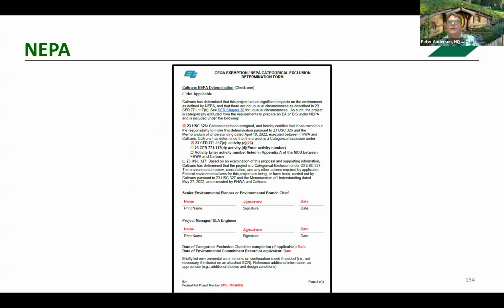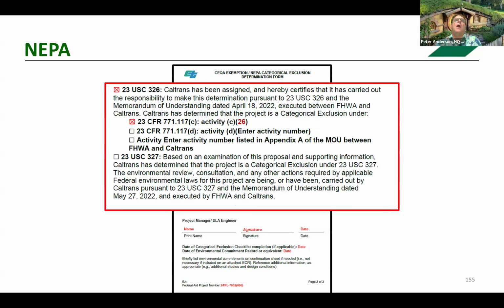Continuing on. So the determination form has a basis of where it is in the U.S. Code of Regulations. And Code 26 is from the CFRs, which happens to represent the type of work. The environmental specialists can help you ensure that this gets filled in correctly. And it should also be identified on the preliminary environmental study.